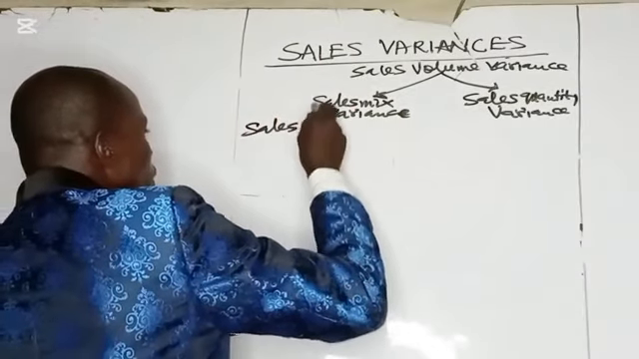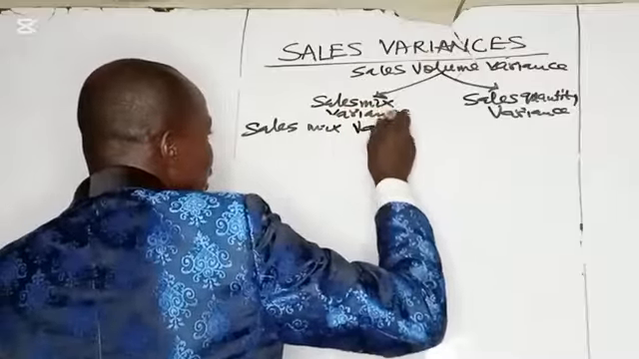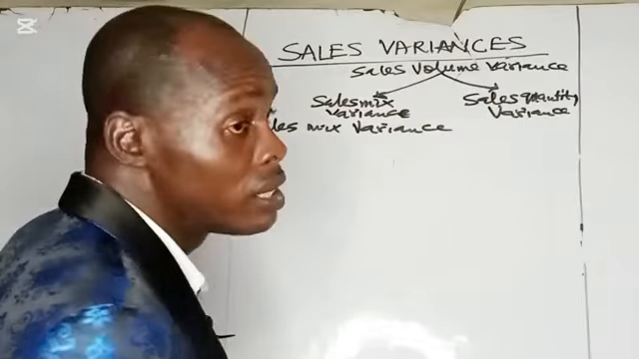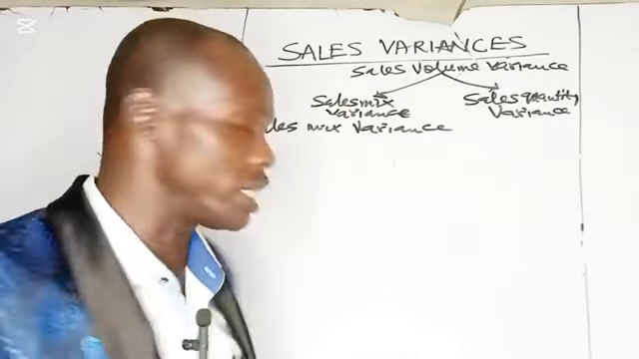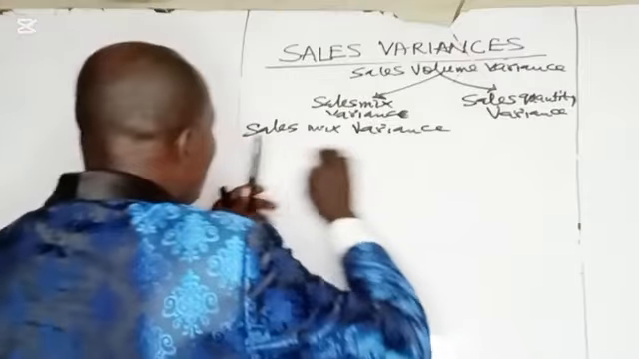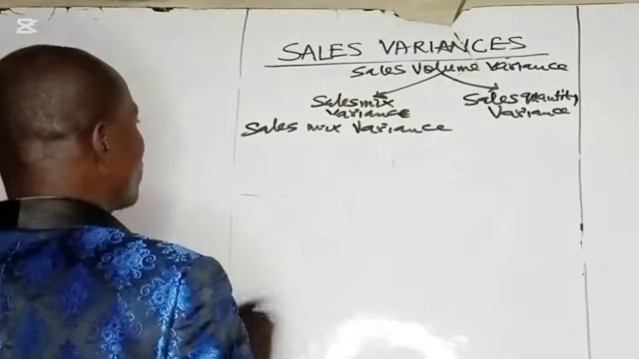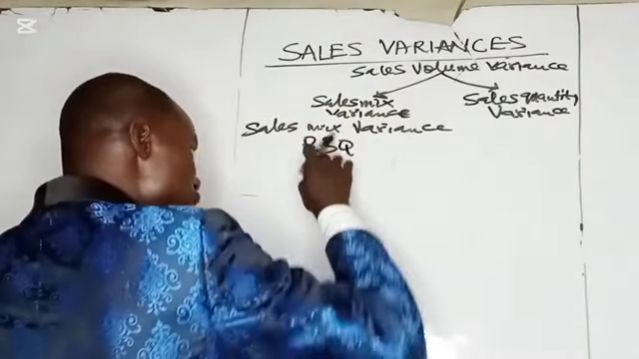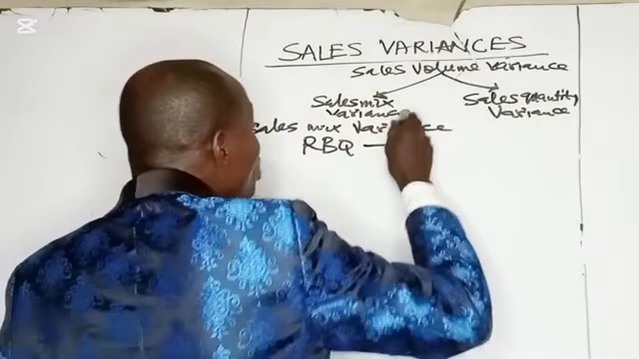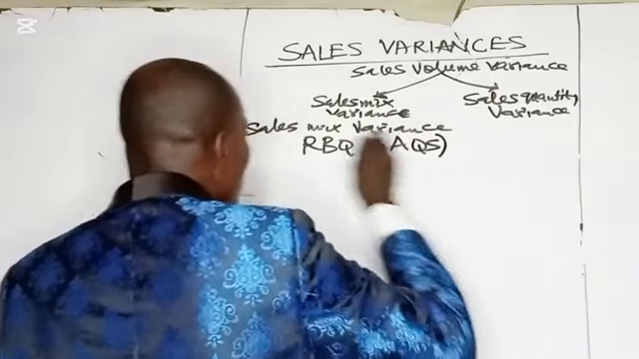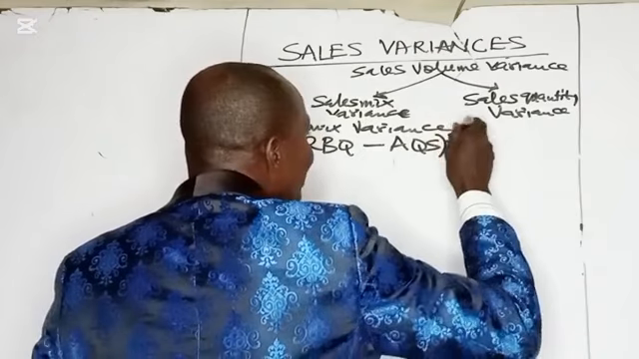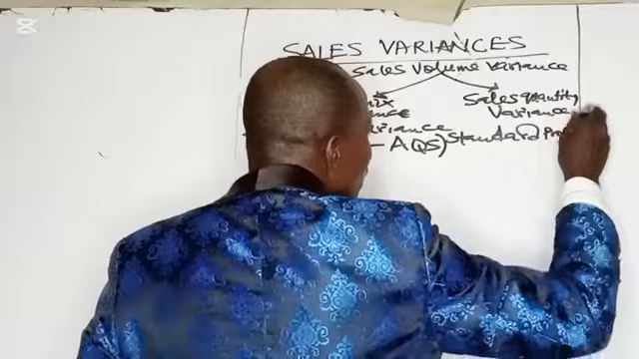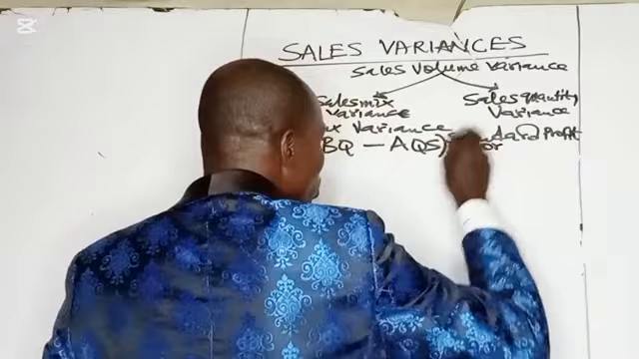If you have watched my earlier video on mix variance, I said revised standard quantity minus actual quantity. This time, remember I've told you budget is used for sales. So it will be revised budgeted quantity sold minus actual quantity sold, multiplied by standard profit or standard contribution.